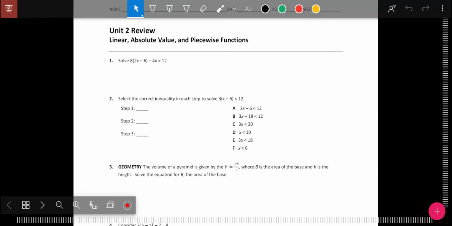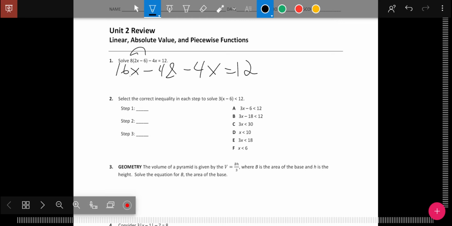We're going to go over the review sheet for Unit 2 here. Number 1 is just solve for x. And so we need to do distributive property first. And so 8 times 2x is 16x. 8 times 6 is 48. Still have the minus 4x and still have equals 12.